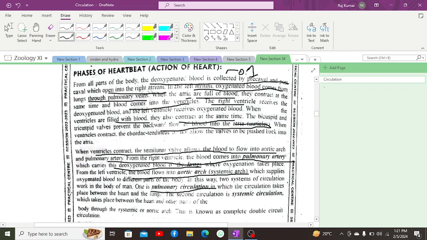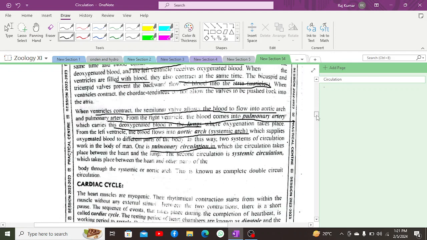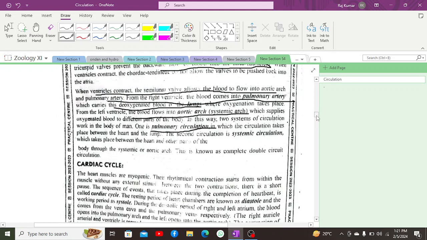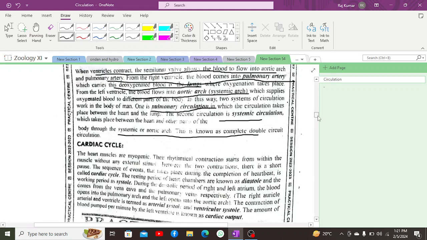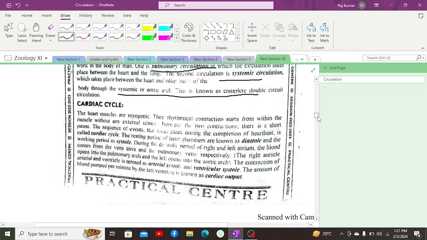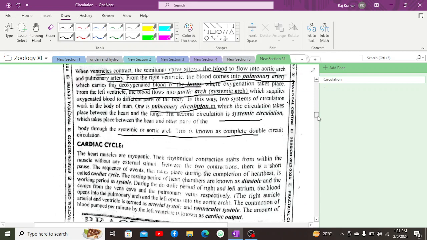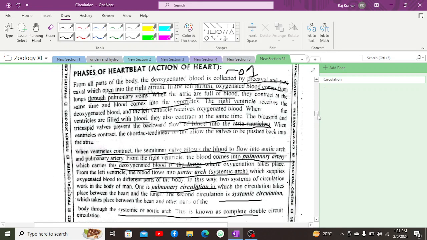A common MCQ is here: which is the largest vein? The largest vein is the inferior vena cava, and the largest artery is the systemic aorta. The second circulation is systemic circulation, which takes place between the heart and other parts of the body through the systemic or aortic arch. This is known as complete double circuit circulation, right? And this is how we basically write it.